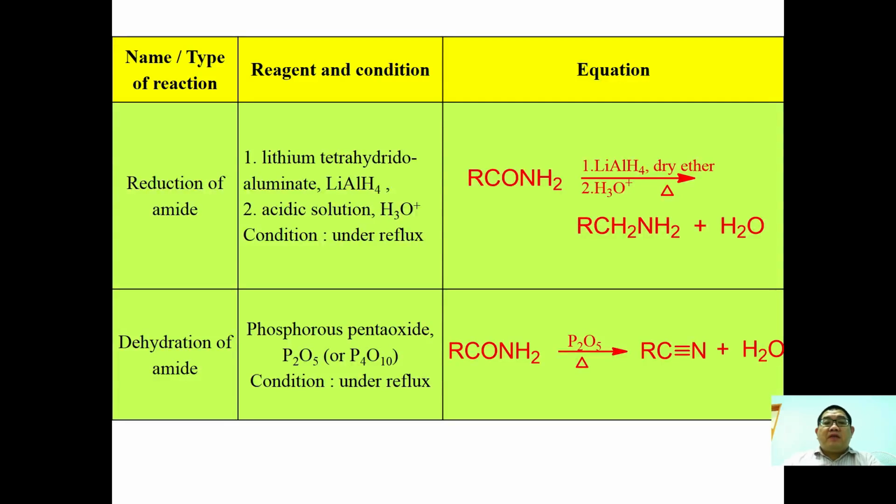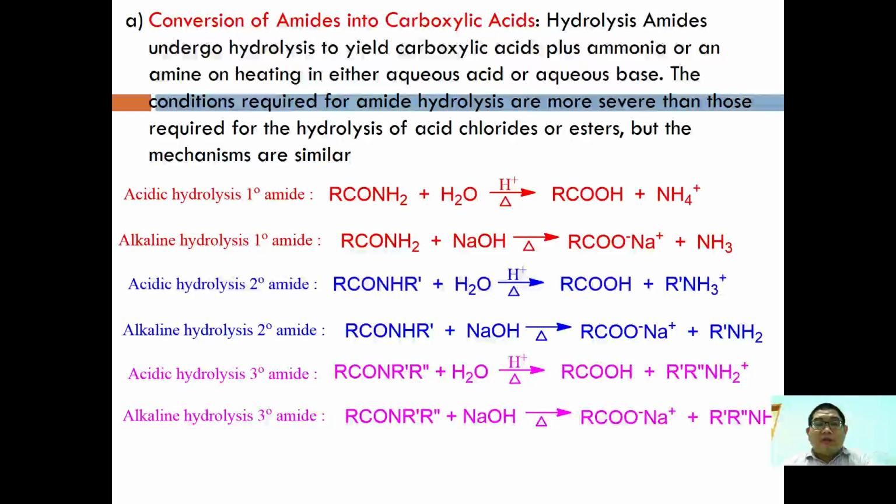So the reduction of the amide can be done by using a strong reducing agent such as LiAlH4 followed by H3O+ under reflux. And finally, we have dehydration of the amide. So we are going to have a look one by one at all these reactions.